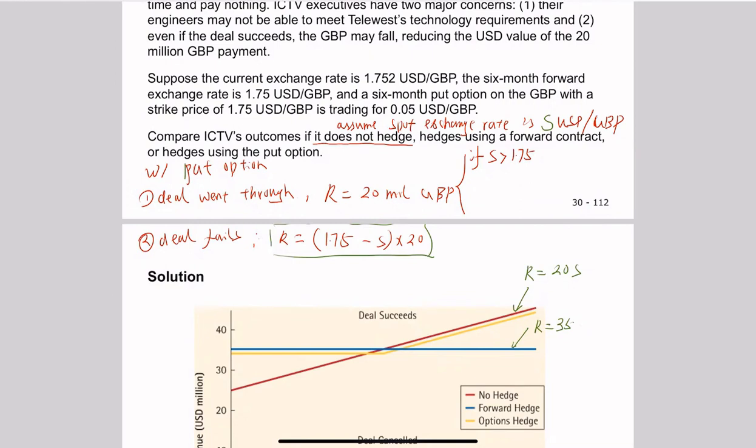So in this case, the firm's revenue would be the spot exchange rate times 20 minus the option premium. The option premium is 5 cents per option. And because the firm has 20 million GBP, it has to buy 20 million put options. This means the total cost of the put option would be $1 million, right?